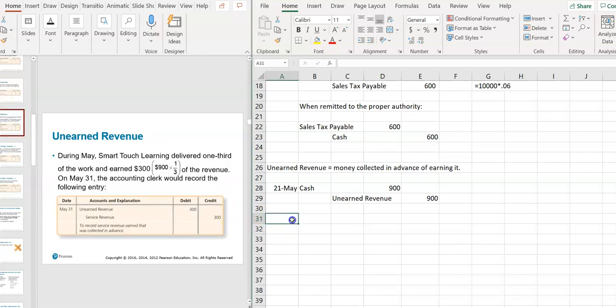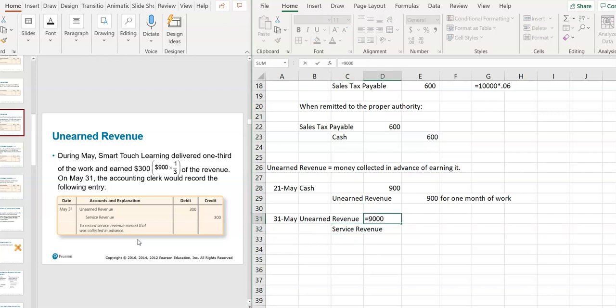All right, May 31st, before I do my end of the month financial statements, I'm going to have earned some of it. So this was for 1 month of work. And they tell us that they'd earned 1/3 of it. So when I earn 1/3 of it, I'm going to have a debit to unearned revenue and a credit to service revenue. And it's going to be 1/3 of it.